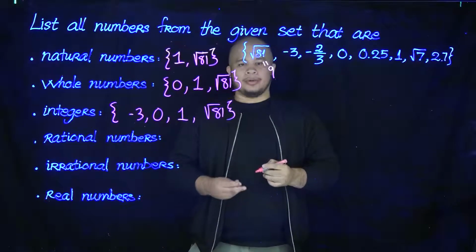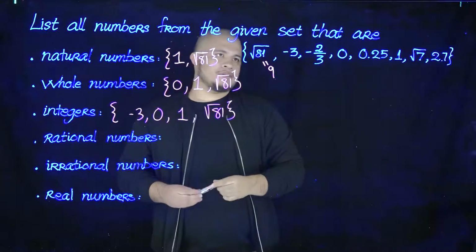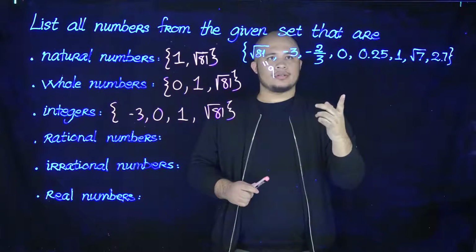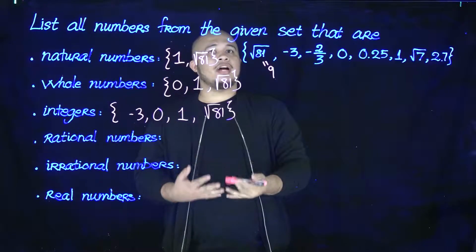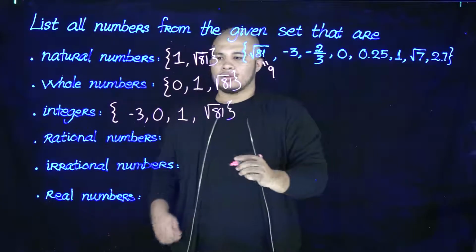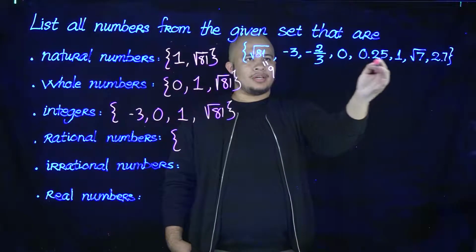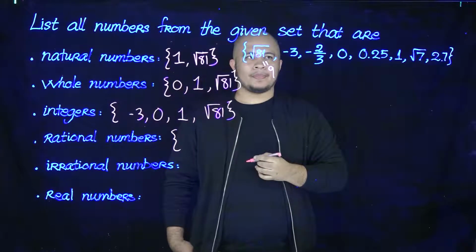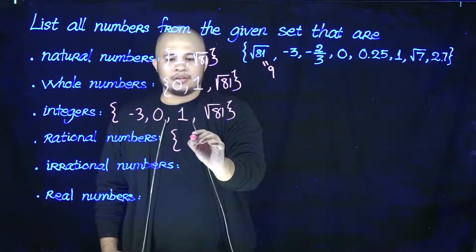Now, for the rational number. The rational number has two definitions. The first, if a number can be represented as a fraction, then it's considered rational. So if you have fractions to begin with, okay, that is a rational number. So we're going to include -2/3.